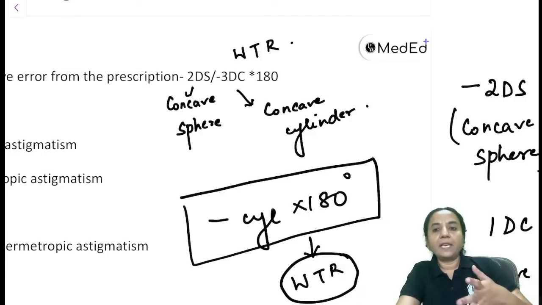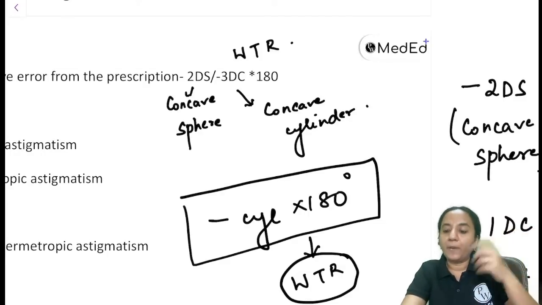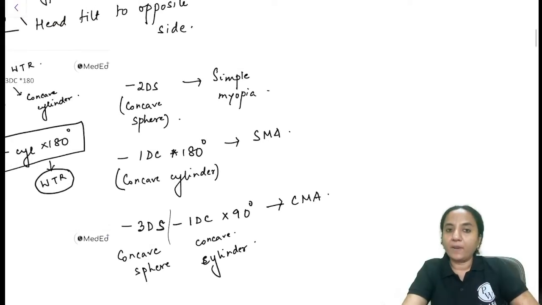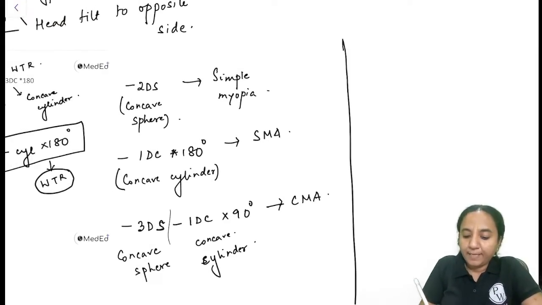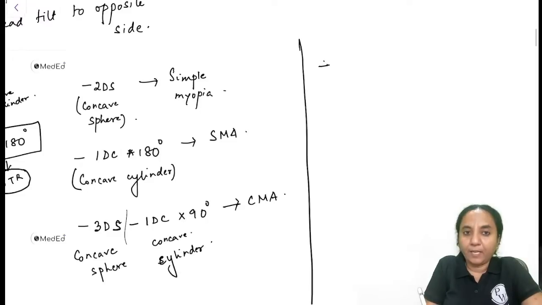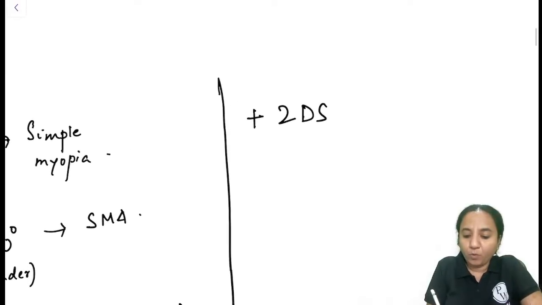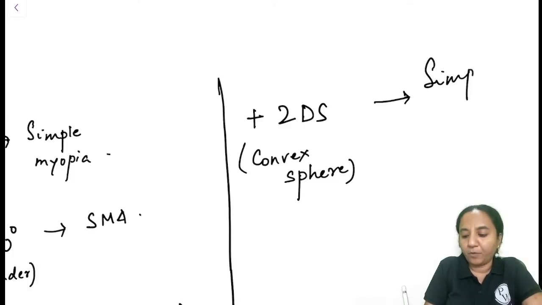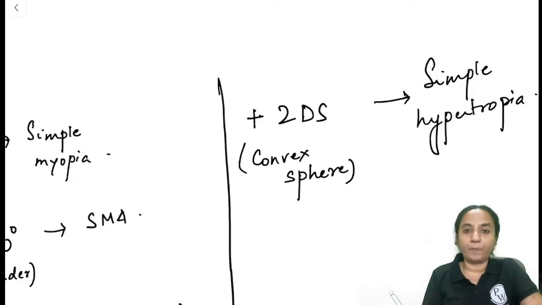Now the same thing can also be extrapolated to plus prescriptions. Till now I have discussed minus prescriptions. Suppose you have +2 diopter sphere. What is this? This is a convex sphere, so it is simple hypermetropia.